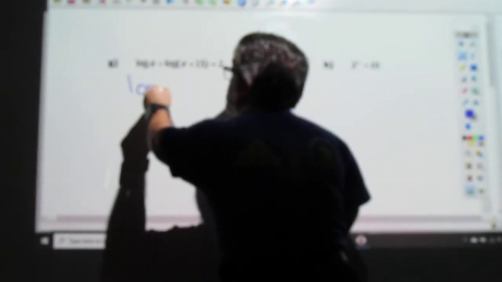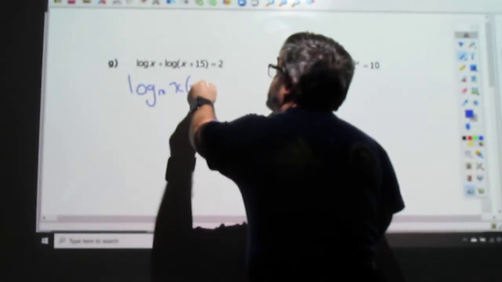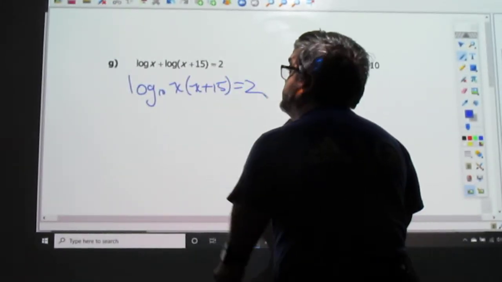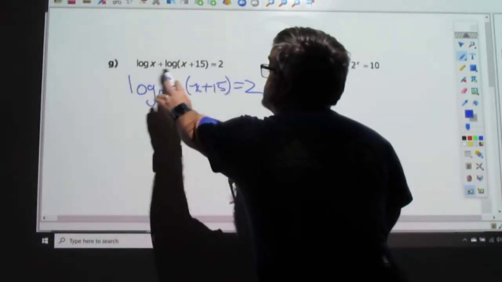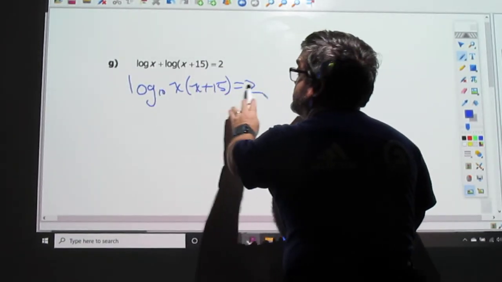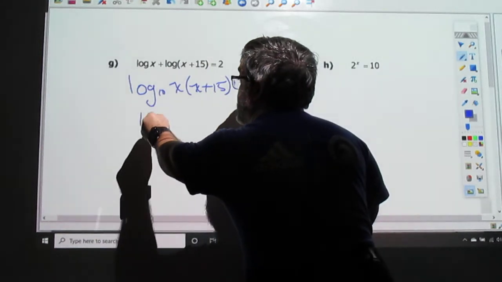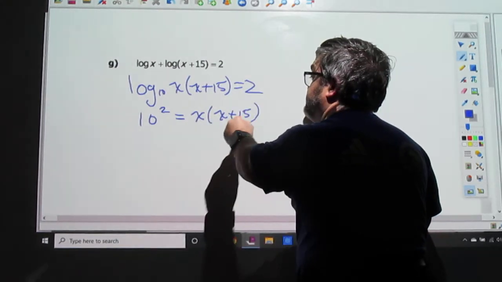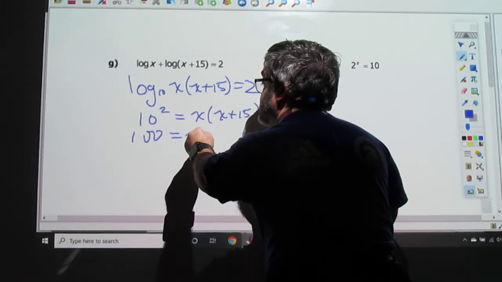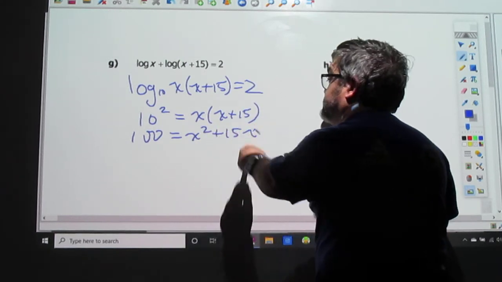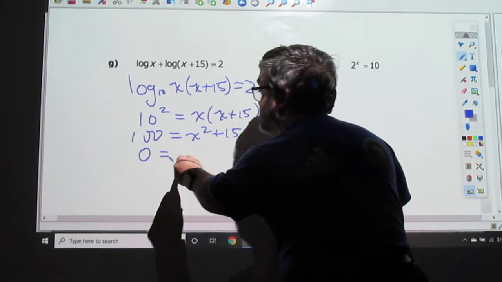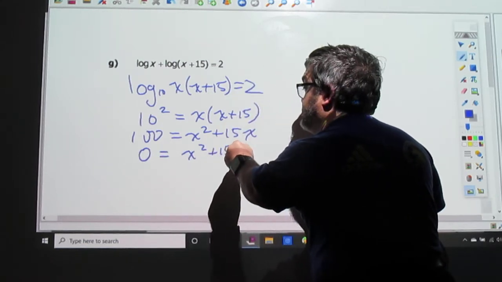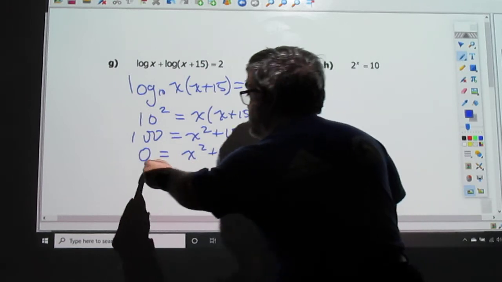Again, no base there, so you assume it's 10. I can put those together as a single log. So log base 10 of x times x plus 15 equals 2. Now, let's change it to an exponential. That's the base, that's the exponent. So it's 10 squared equals x times x plus 15. 100 equals x squared plus 15x. Looks like a quadratic: x squared plus 15x minus 100. And then I'll factor that.